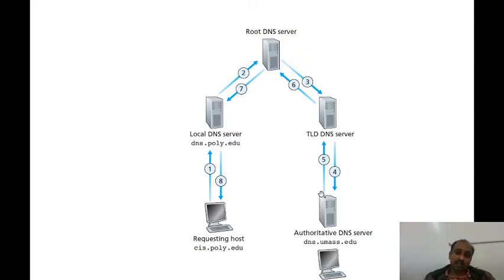Now that IP address will be sent back to the TLD DNS server, and the same IP address will be sent to the root DNS server. From the root DNS server, it will be sent to the local DNS server, and finally from the local DNS server, it will reach the client. Now this is how the process of translating a host name to an IP address happens.